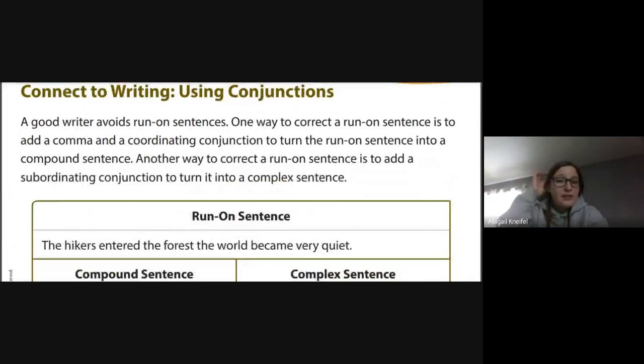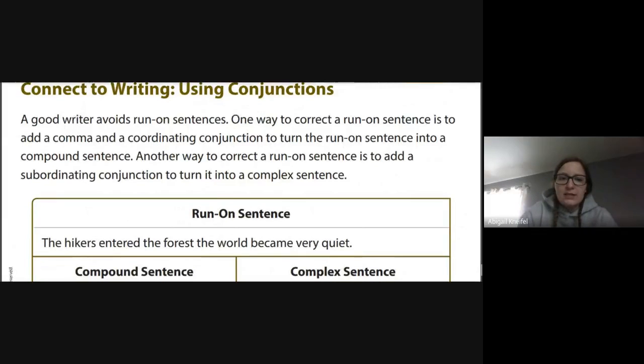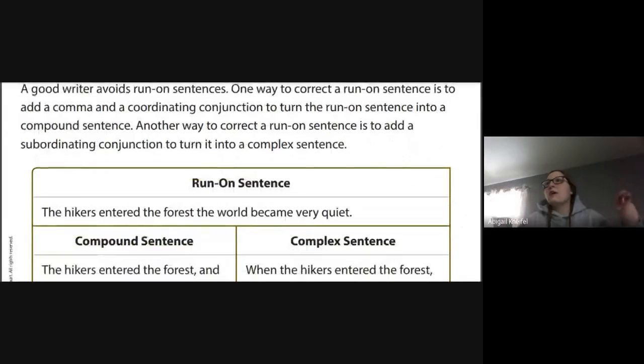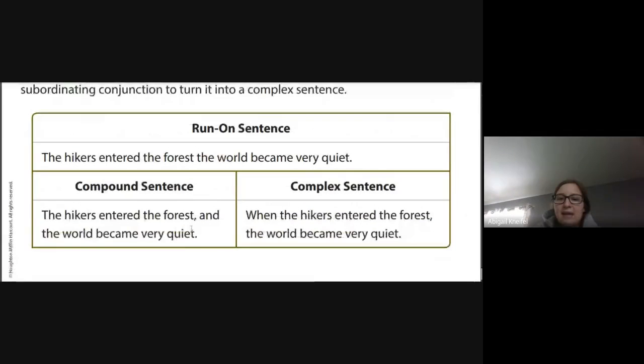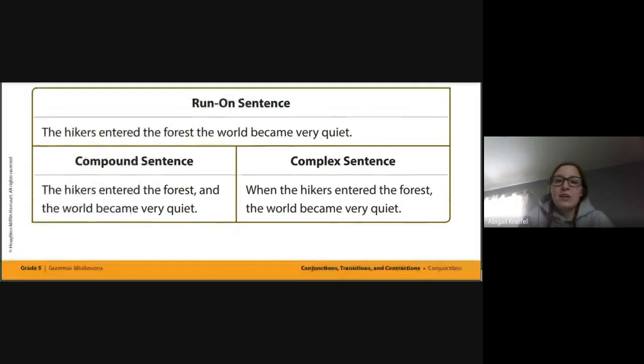So, really, compound sentences and complex sentences just help us not use run-on sentences. So here's an example. We know what run-on sentences are. They're too much. They don't make sense. They don't have commas. We're like, oh my gosh, we don't like that. So a run-on sentence would be, the hikers entered the forest. The world became very quiet. What? That's crazy. I can make that a compound sentence by adding a comma and. The hikers entered the forest, comma, and the world became very quiet. Or a complex sentence would be, by adding that subordinating conjunction, when the hikers entered the forest, comma, the world became very quiet.